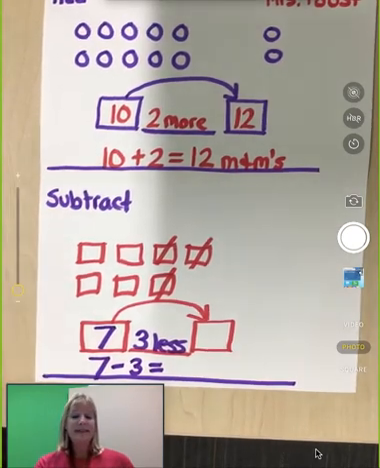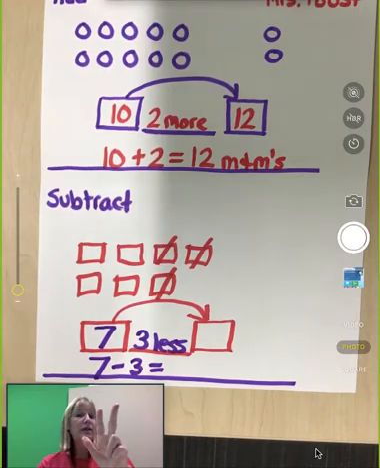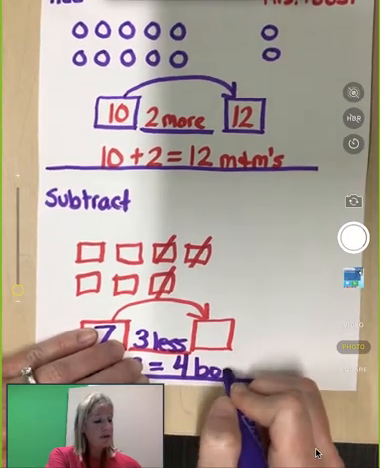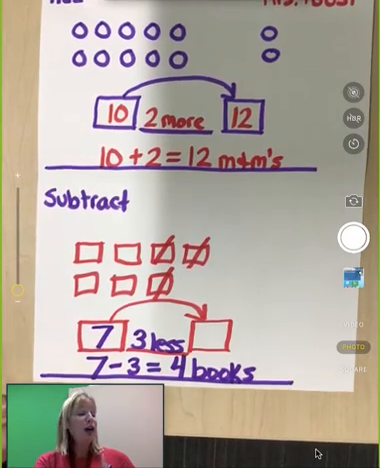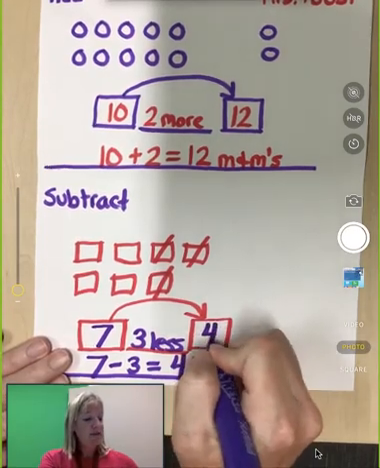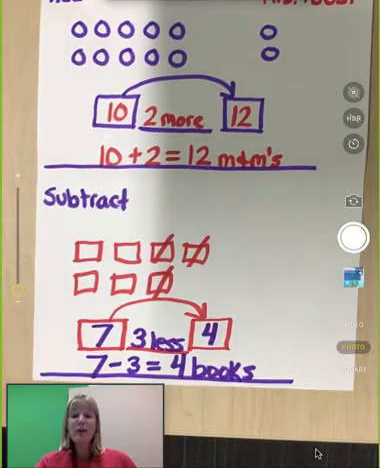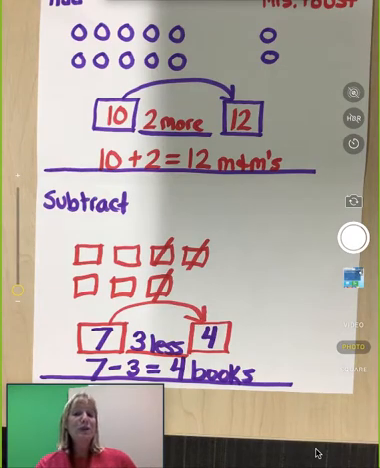Now we can figure that out. If I have 7 and I take away 3, 7, 6, 5, 4. Now I have 4 books. Ooh, did you see what Mrs. Faust added? All of the first grade teachers love to see your units. So we have 4 and down here, 4 books. All right, first graders, you're going to come up with your own 2 story problems. Then when you get done, take a picture and turn it in below so your teacher can see all of the hard work you did. Good job, first graders.